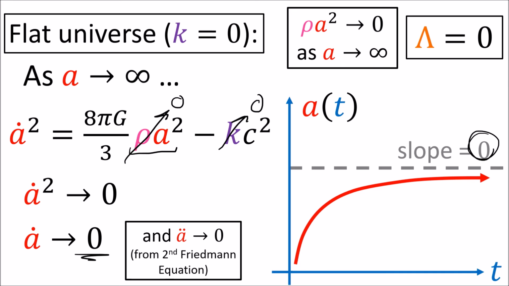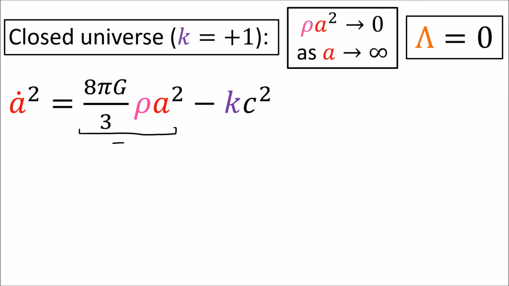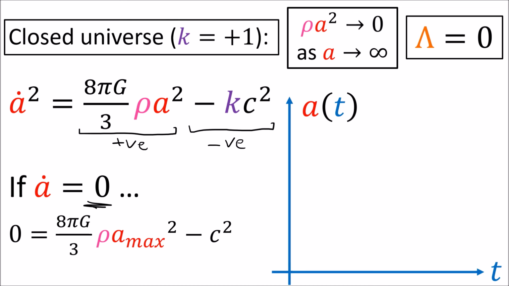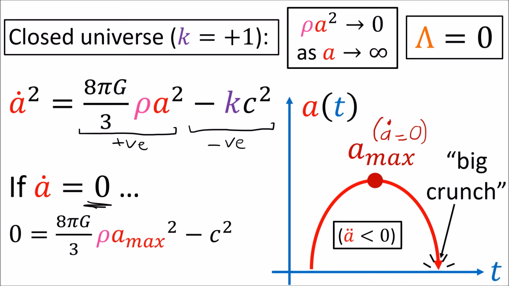For a closed universe with k equals +1, since we have both positive and negative terms here, it's actually possible for the right-hand side to equal 0. This means that we can start off with an expanding universe, hit a maximum a scale value with a dot equals 0, and then a dot will change sign and the universe will start contracting again. Since a double dot is always negative, this contracting universe will contract faster and faster until the size reaches 0, which is the so-called big crunch.